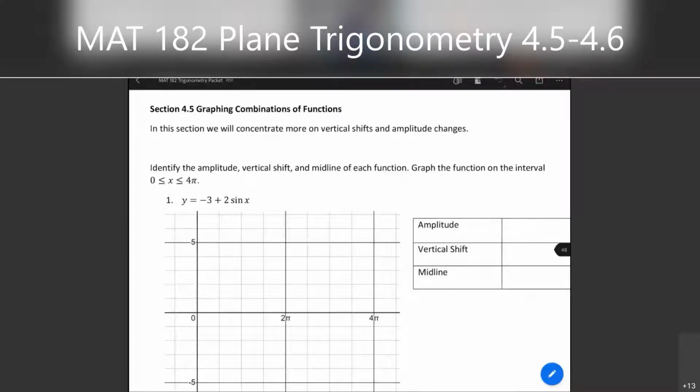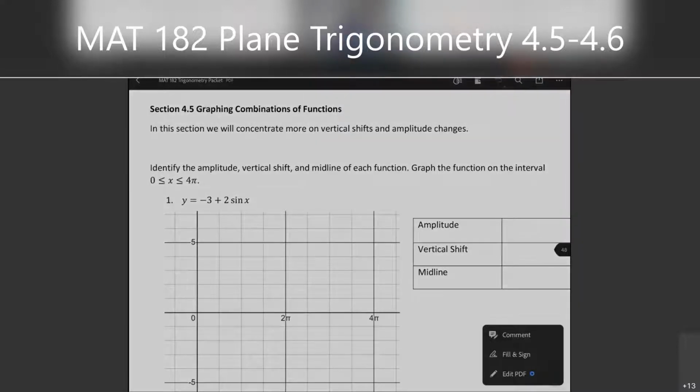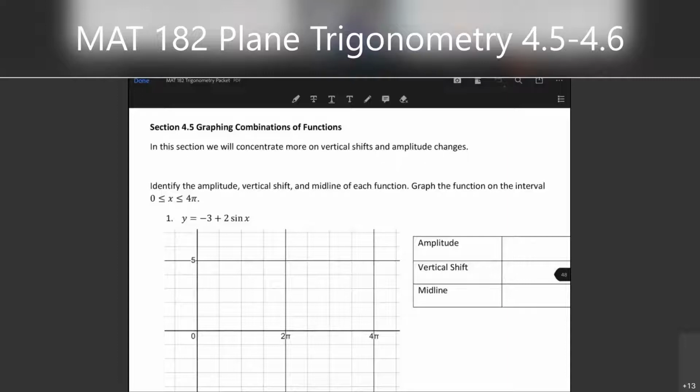So 4.5 really just looked at graphs that have vertical shifts and altitude or amplitude changes. So really a change in the midline and a change in the amplitude. So we'll go through one of these and we'll go back to the previous section where we have maybe a little bit more complex graphing situations, and we'll walk through the thought process with those again.